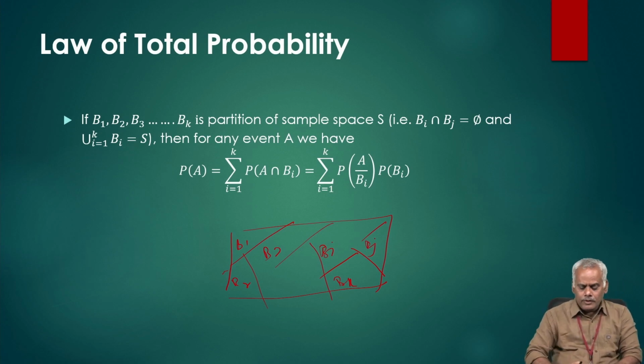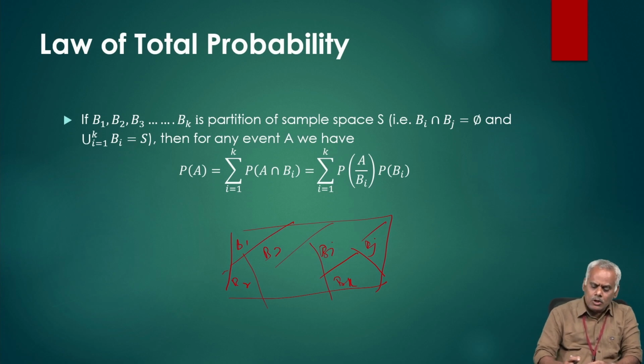So if you observe this particular figure, B1, B2 up to Bk, these events are partition sets of the sample space because there is no common element between any two of them. And if you find their union, then you will get the sample space. So what is partition in short? Bi intersection Bj is equal to null set whenever i is not equal to j, and union of all Bi, where i takes the value from 1 to k, is equal to S.